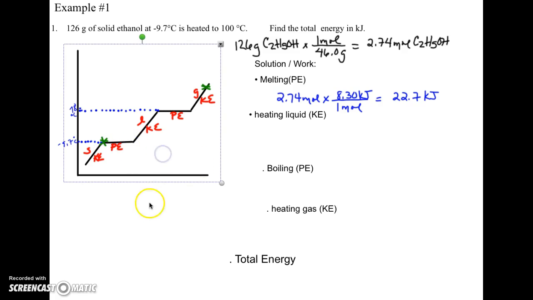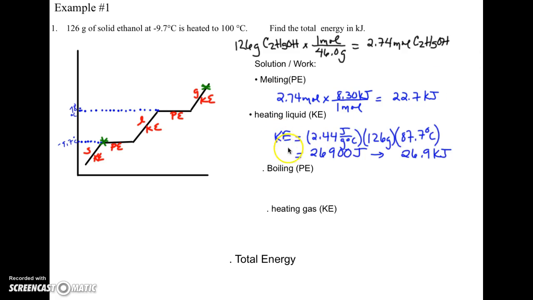Okay, so there we go. The second step then is going to be heating. I'm going to be heating my liquid ethanol, and this would be a kinetic energy problem. So now we're going back to using that MCAT. To solve that, I will take the kinetic energy is equal to the specific heat, which happens to be 2.44 joules per gram degrees C for liquid ethanol.